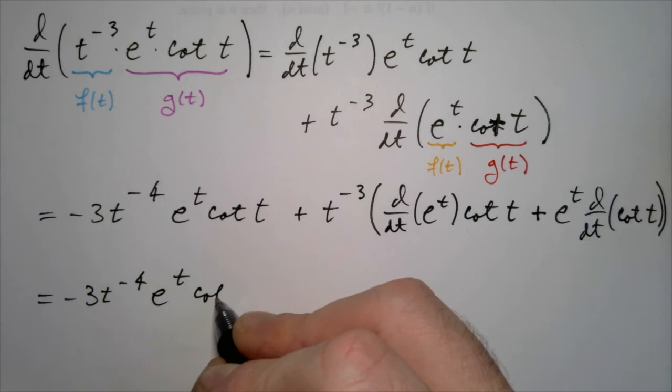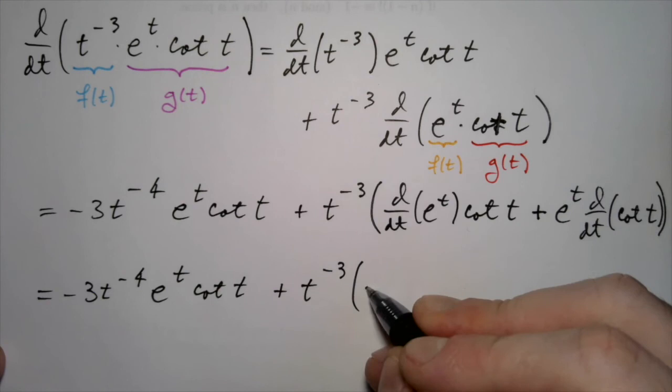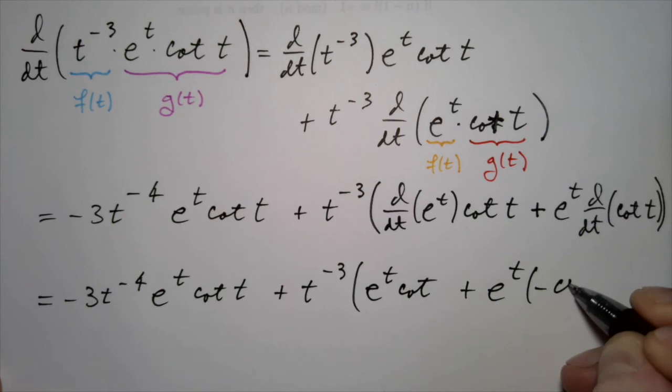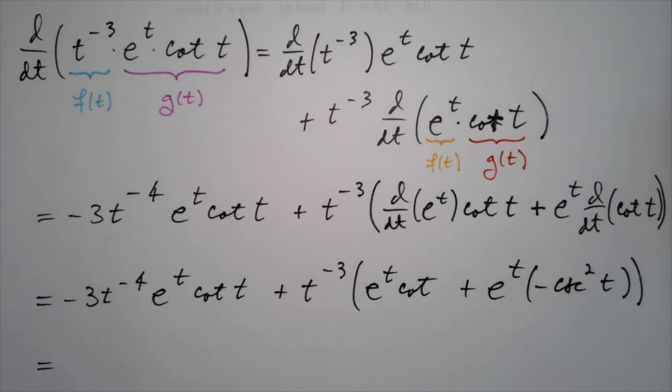Now we have t to the minus 3 times this in here, which was the derivative of this product of functions. Derivative of e to the t is just e to the t. So that's the first term. Now we have e to the t times the derivative of cotangent. The derivative of cotangent is minus cosecant squared. Like so. So, when the dust settles, what do we get? Notice that there's a common e to the t present in all the terms.